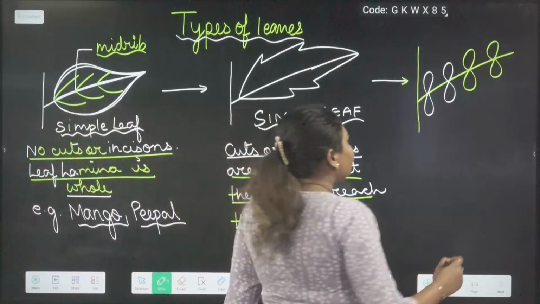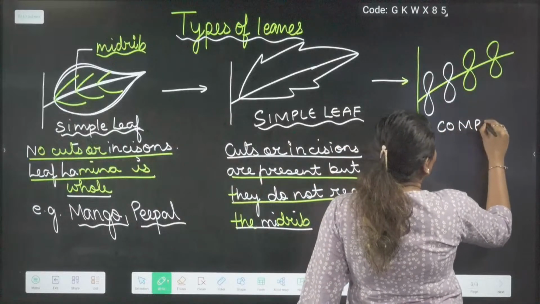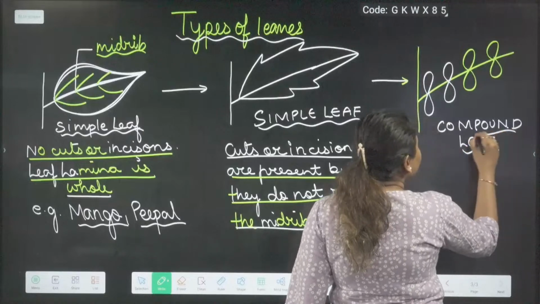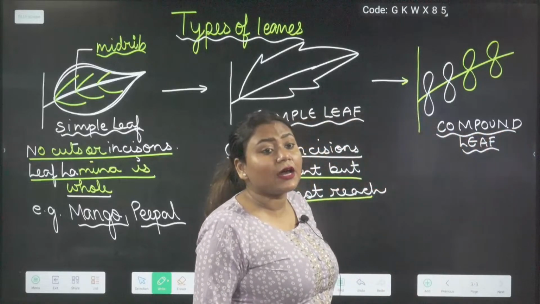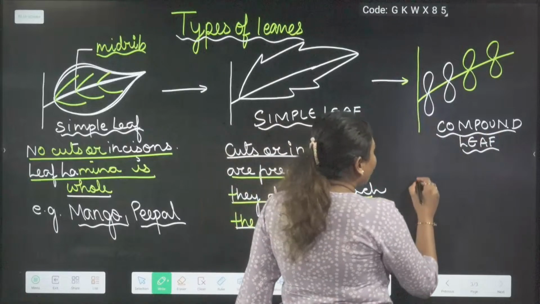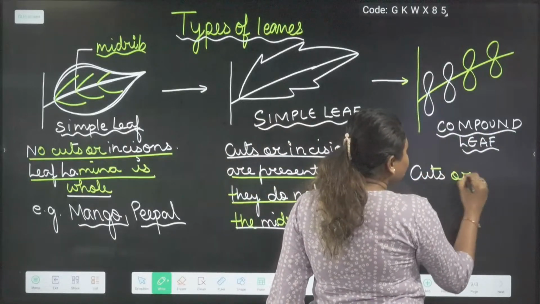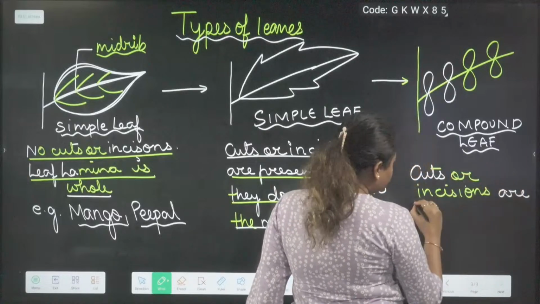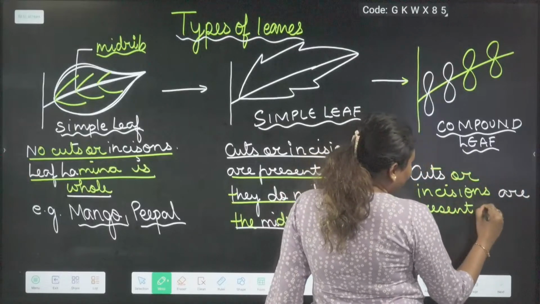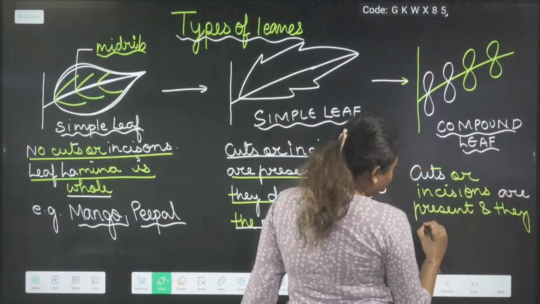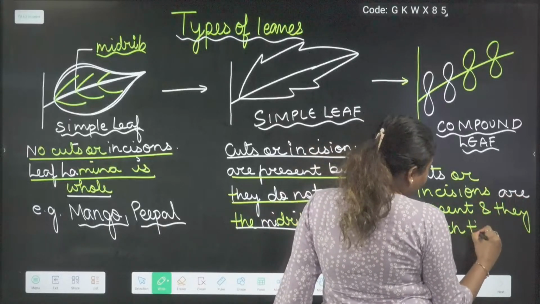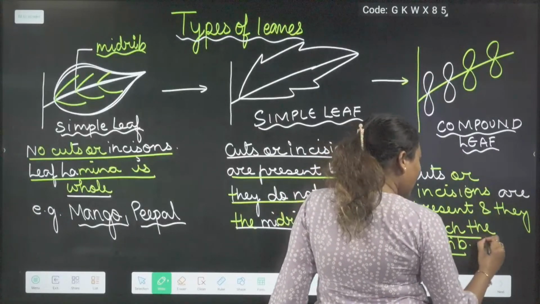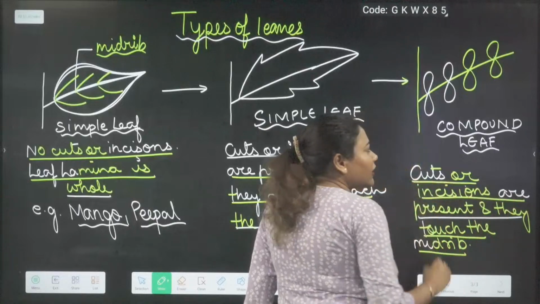So this will be your compound leaf. What is a compound leaf? When your leaf has cuts or incisions and the cuts reach the midrib. So what am I going to write over here? Cuts or incisions are present and they touch the midrib.